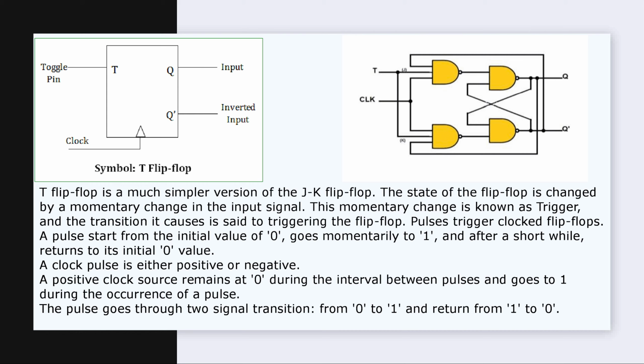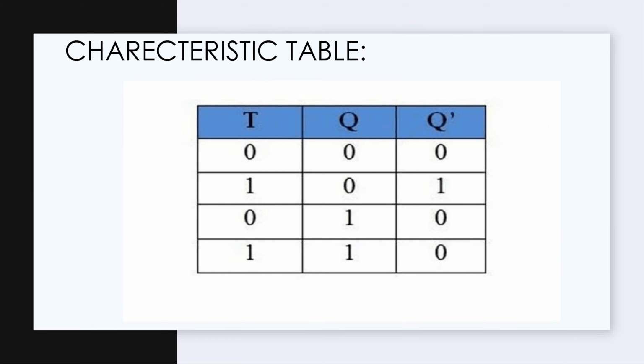Pulses trigger clocked flip-flops. A pulse starts from the initial value of 0, goes momentarily to 1, and after a short while returns to its initial 0 value. A clock pulse is either positive or negative. A positive clock source remains at 0 during the interval between pulses and goes to 1 during the occurrence of a pulse. The pulse goes through two signal transitions: from 0 to 1 and return from 1 to 0. This is the characteristic table of T flip-flop.